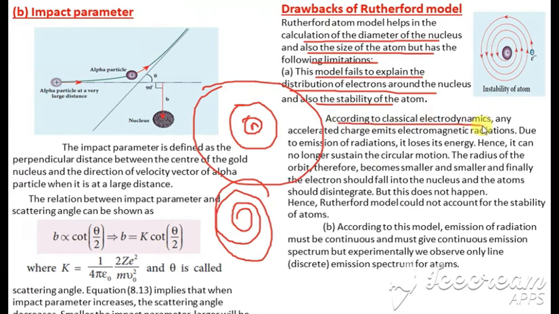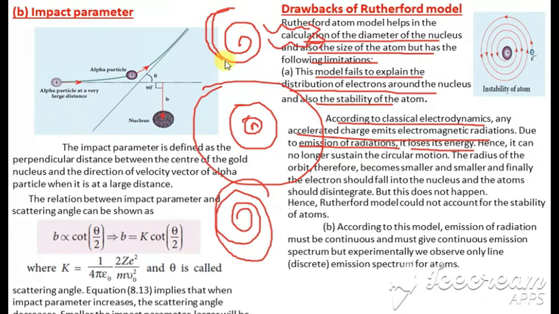So according to classical thermodynamics, any accelerated charge emits electromagnetic radiation. Then, due to the emission of radiation, it loses energy. When it loses energy, it slows down, and it comes to the center. And it is no longer sustained in a circular motion.